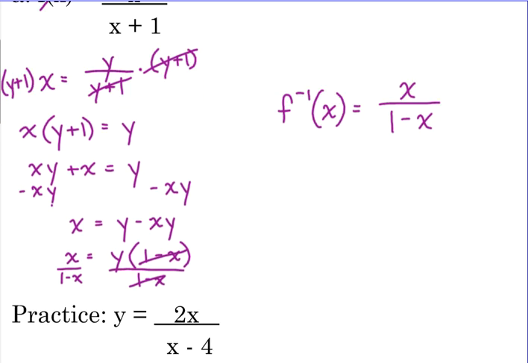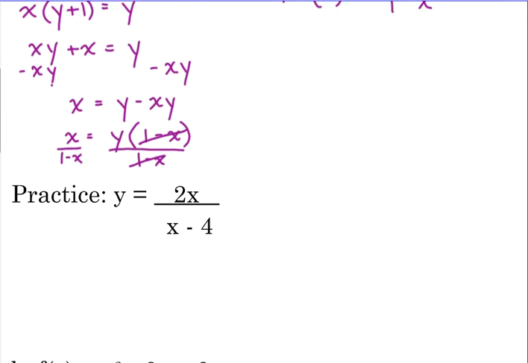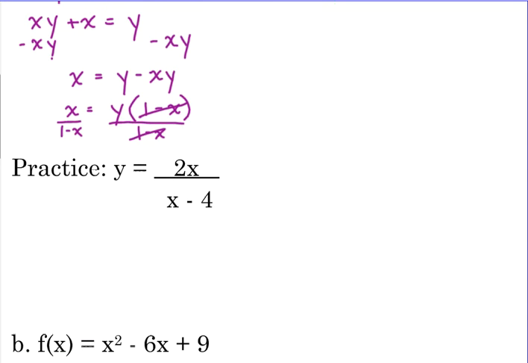Okay? I have it labeled as practice, but let's just do it together, because I feel like that was kind of confusing, so let's do another one. y is equal to 2x over x minus 4. So we've got x is equal to 2y over y minus 4. So we start by multiplying both sides by y minus 4, and distribute the x.